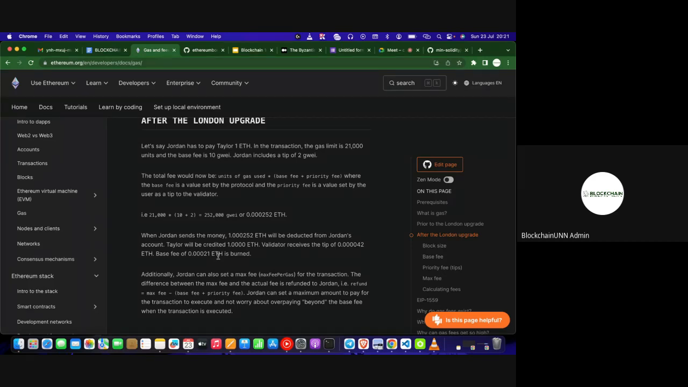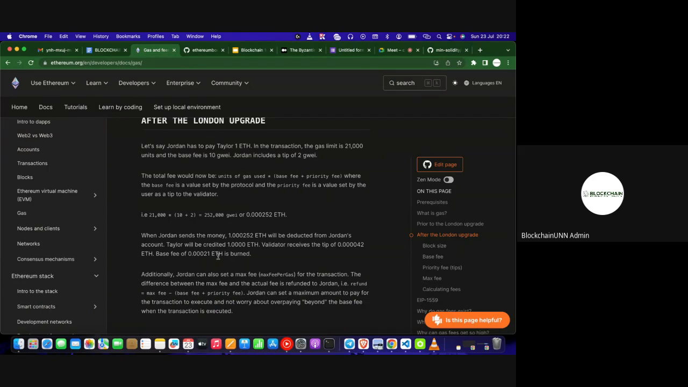Like I said earlier, before the London upgrade, the fee paid by the user was basically given to the miner as compensation for the resources used in executing a transaction and adding it to a block, right? But after the London upgrade, two things were introduced: the base fee and the priority fee. So the total fee a user would now have to pay was calculated by the units of gas used times the base fee plus the priority fee.